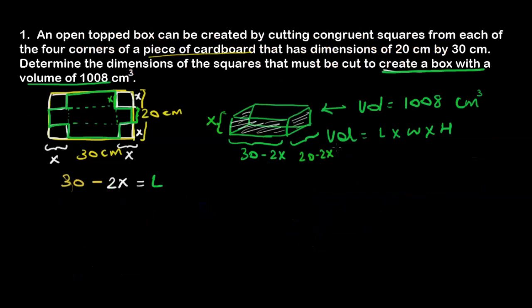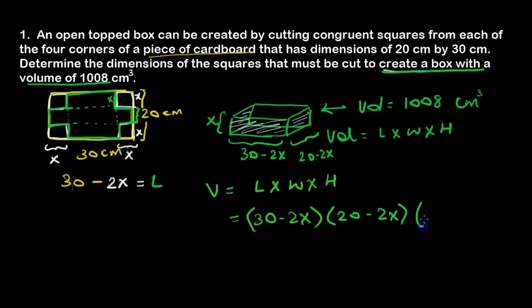Now we've got all the dimensions of this box, and we also know the volume of the box is length times width times height. We will substitute the length as 30 minus 2x, the width as 20 minus 2x, and the height we know is x. The volume we know is 1008. We need to find out the dimensions of the squares that must be cut. So technically we are looking for the x value. And we notice here that in the equation, the variable that we have is x. So if we solve this equation, we would be able to find the value of x.